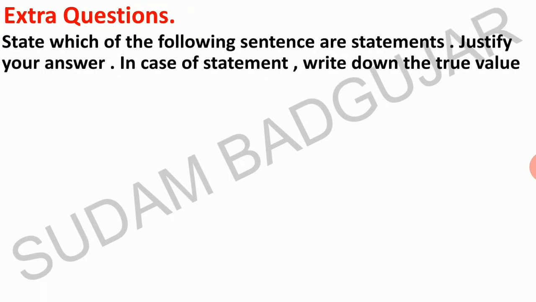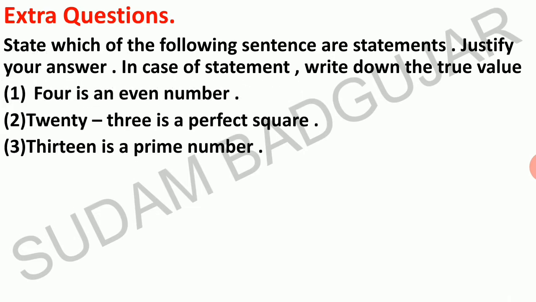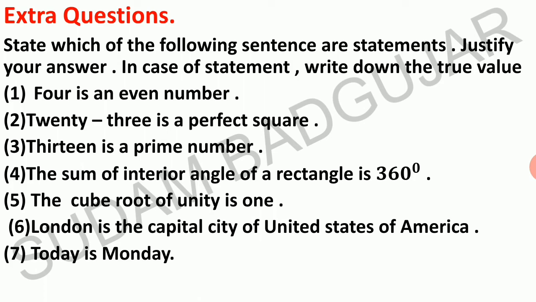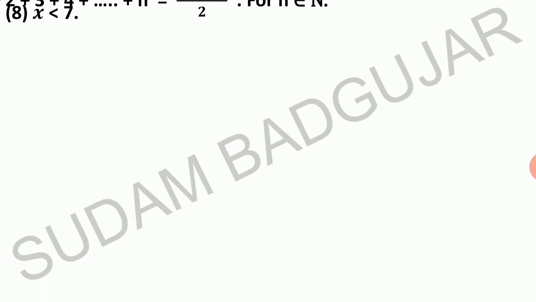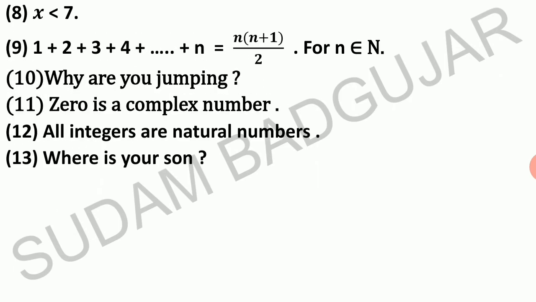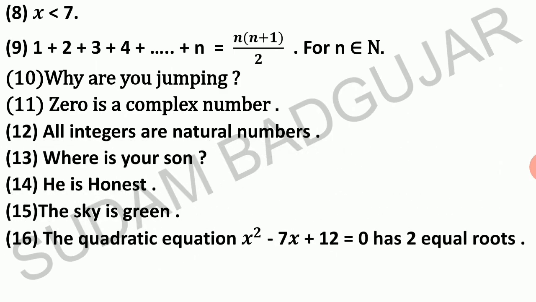So next is an extra question: state which of the following sentences are statements, justify your answer. In case of a statement, write down its truth value. See, there are so many examples. 4 is an even number. Now these are the extra questions and these are very simple. If it is a statement, then you have to write its truth value, either true or false, either T or F. Okay, these are for practice, just practice it. It's very simple.